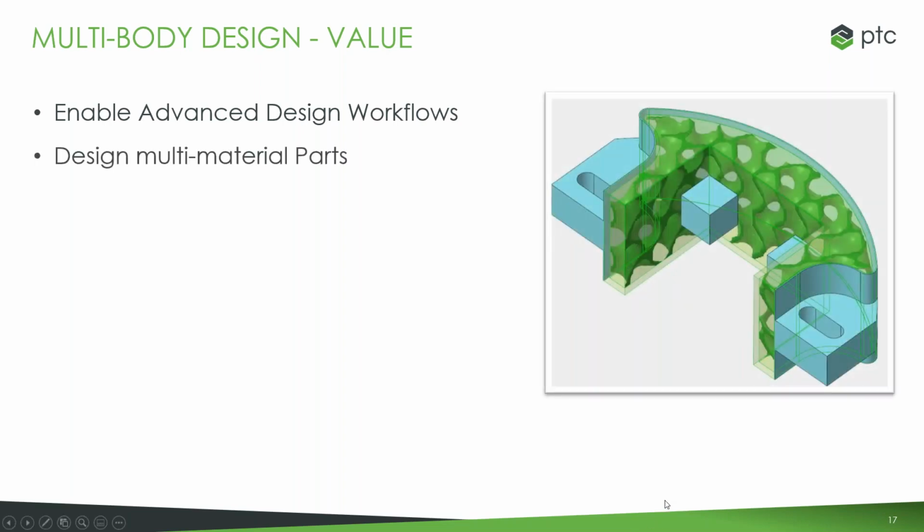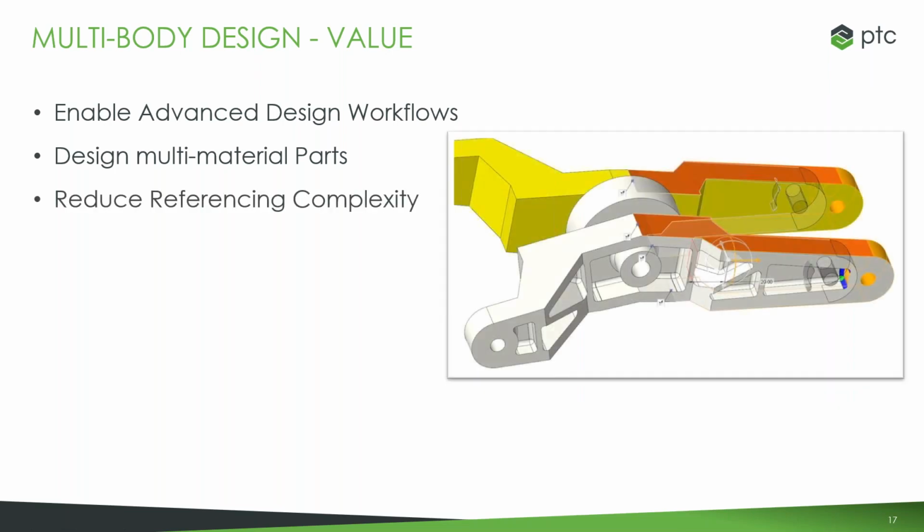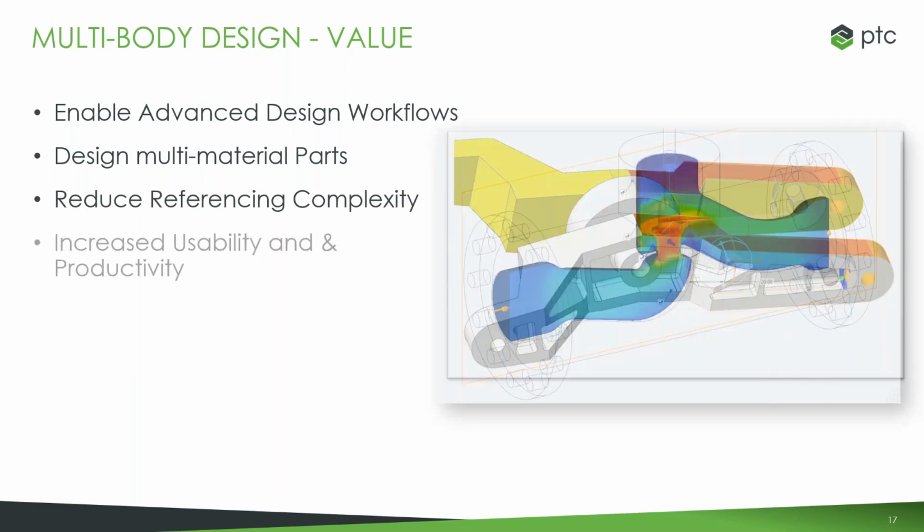You can design multi-material parts that no longer require some fancy logistic work with different parts and assemblies, and you can now have a single part that you send to someone that has multiple materials defined. It reduces the referencing complexity. It's very easy to create different entities using these bodies instead of coming up with crazy referenced workflows.